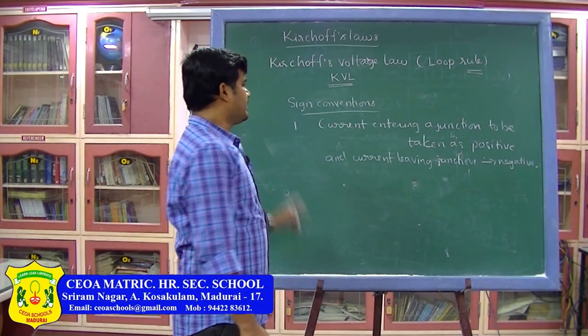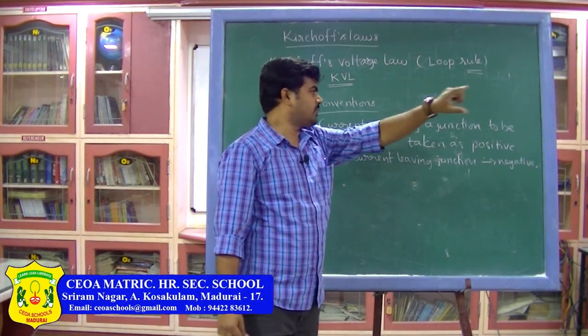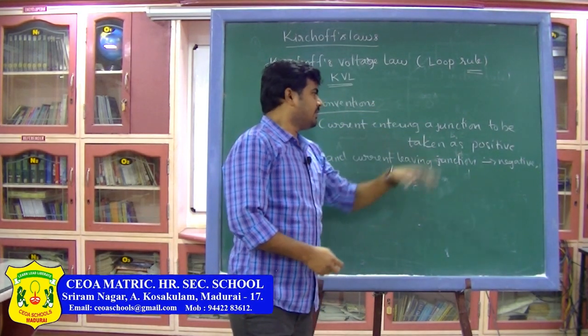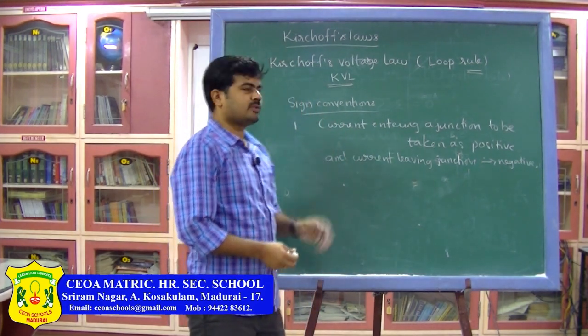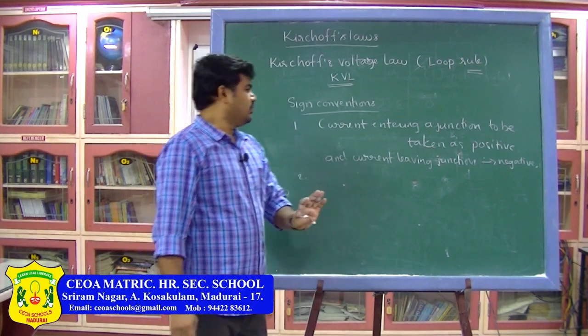Otherwise, you can take the sum of incoming currents, the sum of currents approaching the junction, which must be equal to the sum of currents leaving the junction. Then you can get the required equation for the junction rule. Now, for the second one, that is Kirchhoff's voltage law, there are 4 things you have to remember.